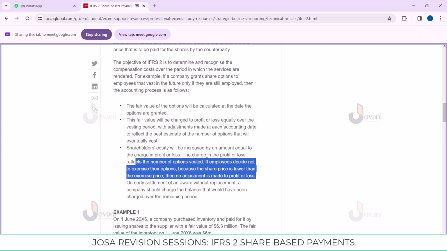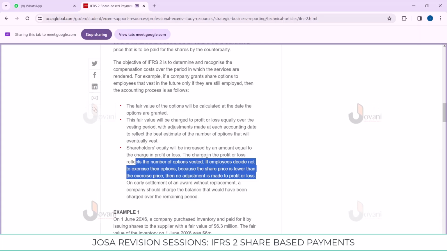All right, we are talking about now early settlement of an award without replacement. A company should charge the balance that would have been charged over the remaining period. You see, with early settlement, maybe if you allowed the options to vest before the period that you had agreed upon, then you should charge that remaining amount over the company financials. Let us have an example.